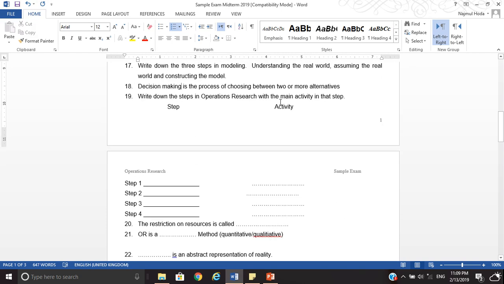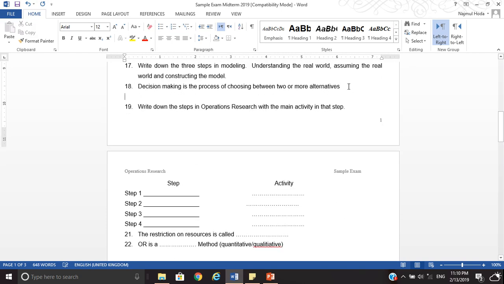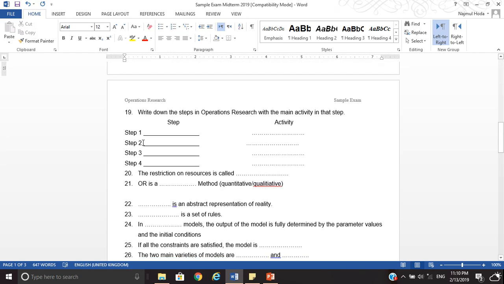Now let's answer the 19th question. Write down the steps in OR problem solving. Number 1 is formulation. Okay, and in formulation, what do we do? We define the problem. So in transportation, the problem was defined as to minimize the cost. We made the table and defined the problem.